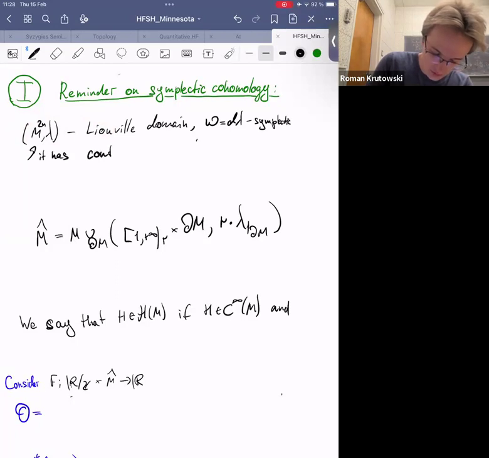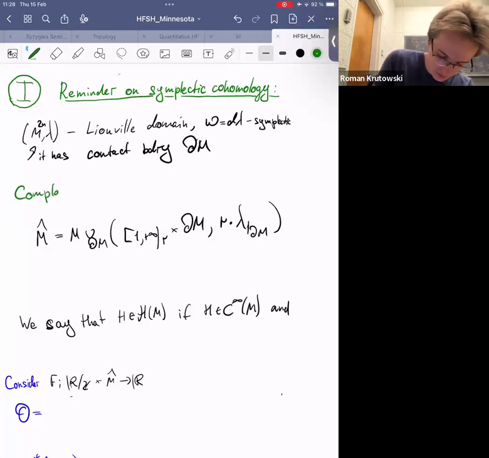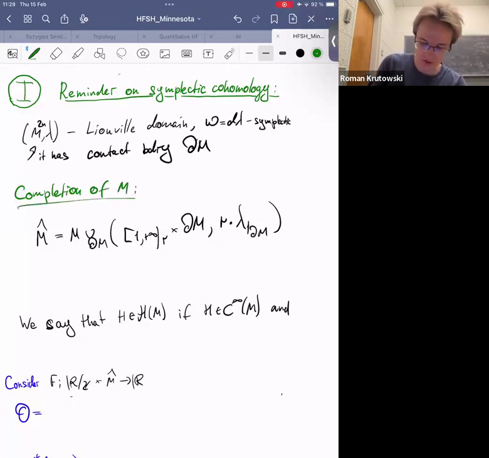It has a contact boundary ∂M, and we attach to it a symplectization end to get a completion. So the completion of M is the following construction.